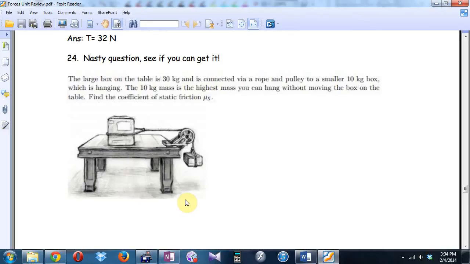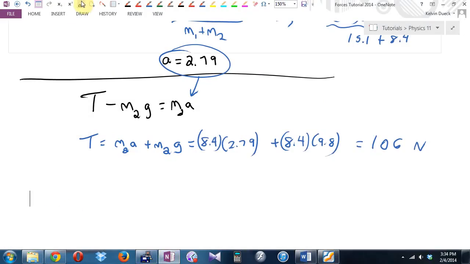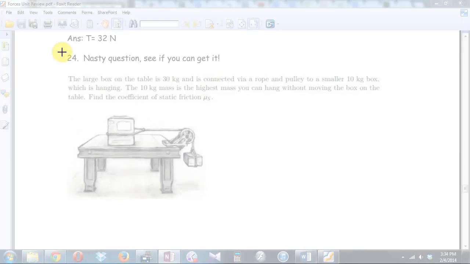Physics 12, but you know what? If you're a good Physics 11 student, barely Physics 12. So this is good practice anyways. Do you see more than one mass? So I'll label the forces because there's more than one mass.